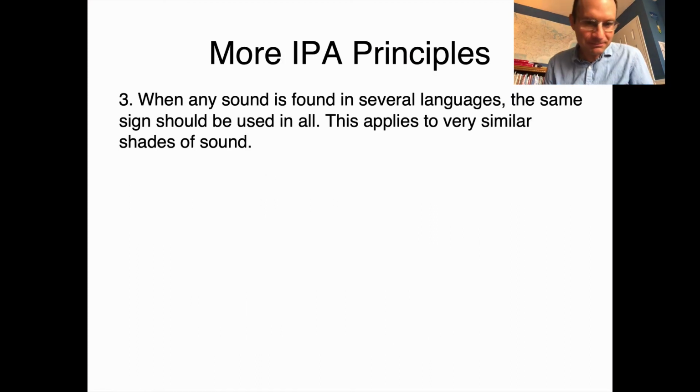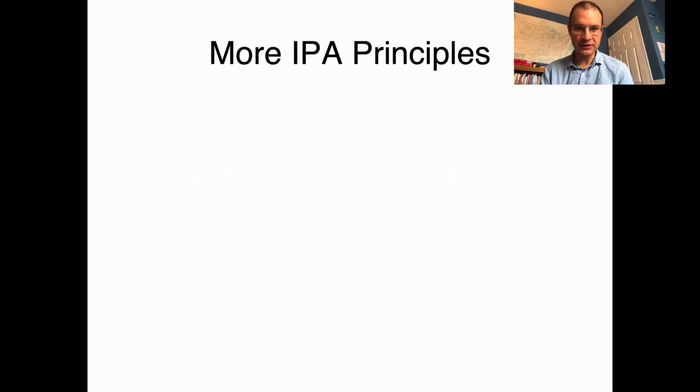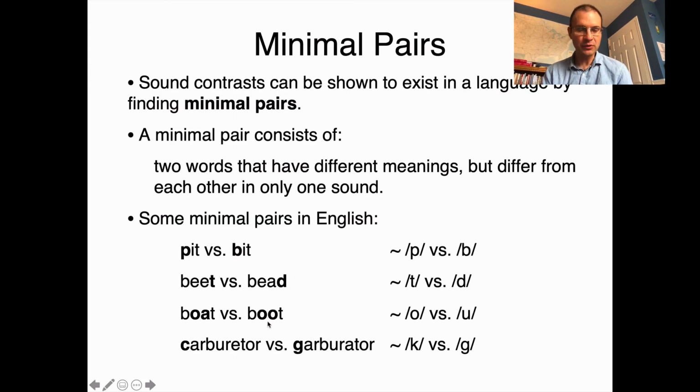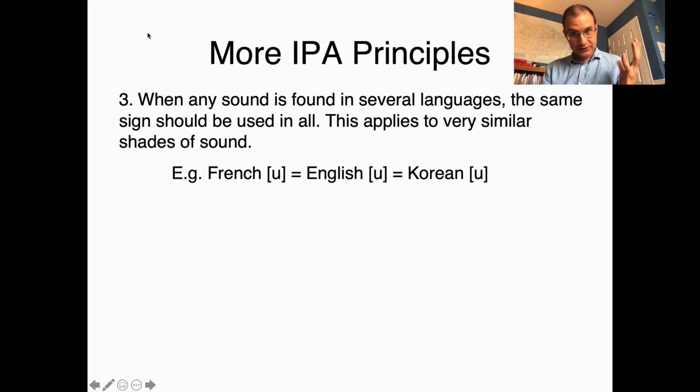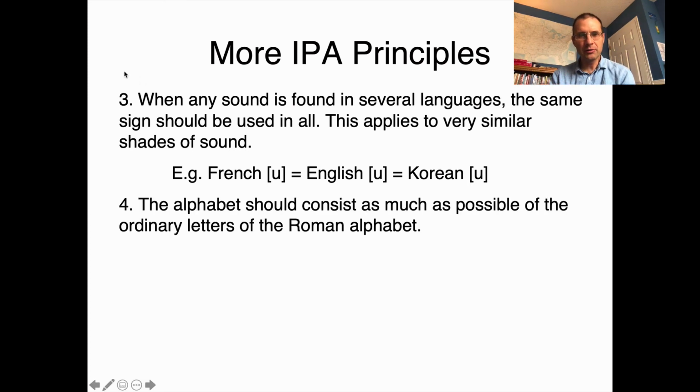Okay, so number 3 principle. When any sound is found in several languages, the same sign should be used in all. And this applies to very similar shades of sound. So there is a symbol, as I mentioned on the previous slide, this oo symbol, which we're using for the vowel sound in a word like boot. This vowel sound, oo, can be found in a wide variety of different languages. However, the way it's actually pronounced might be a little bit different in different languages. So for French, the oo in French might be a little bit further back in your mouth than it is in English, where you might get oo, something like that. Korean, it's different again. But if they're reasonably close enough in the world of vowels, then we'll just use the same symbol across the board.